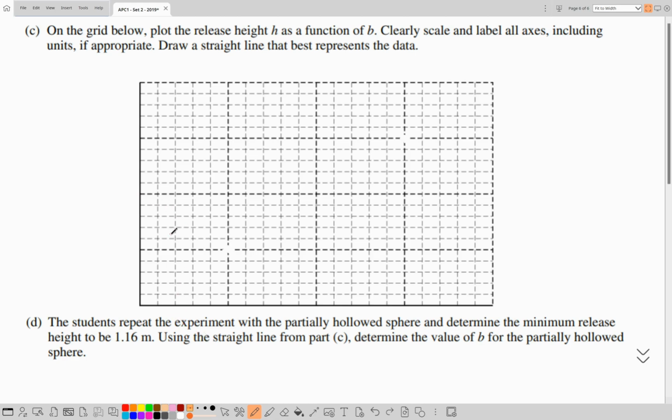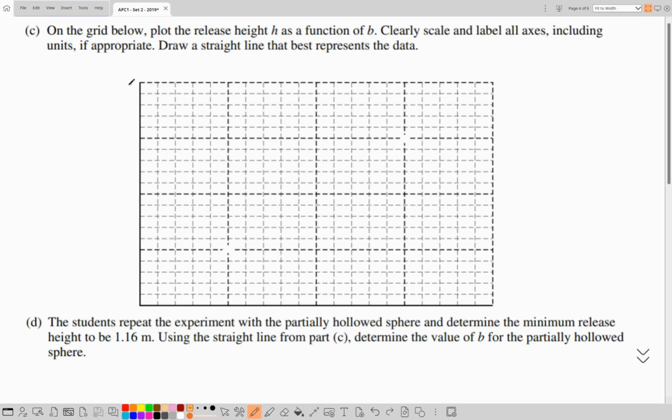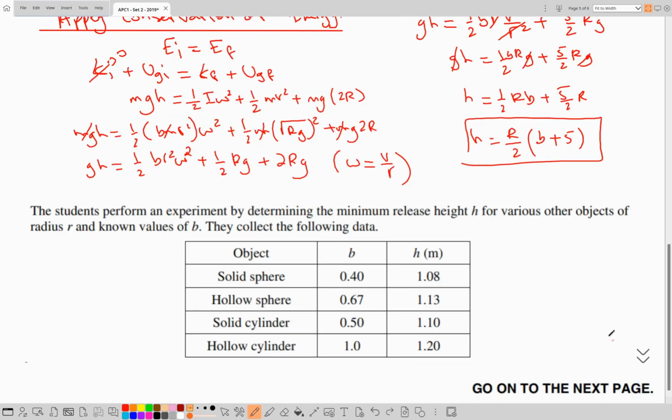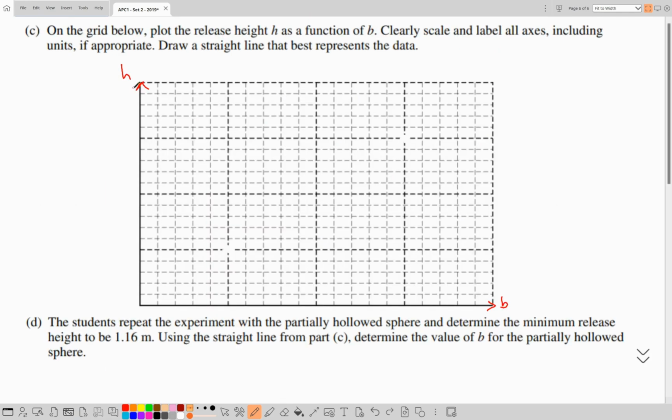Usually in the exercises they don't specify for us what quantities are to be plotted on the y-axis and the x-axis, but here, since they're mentioning H as a function of B, this should be labeled by H and this should be labeled by B. Now how do we know the units? We need to refer to the previous table, and so B has no unit, H is given in meters, so that would be in meters.